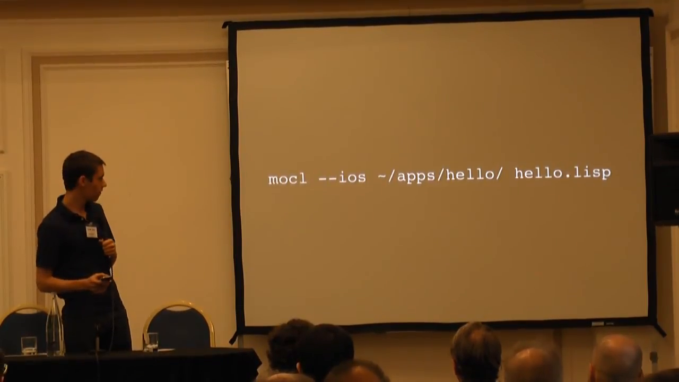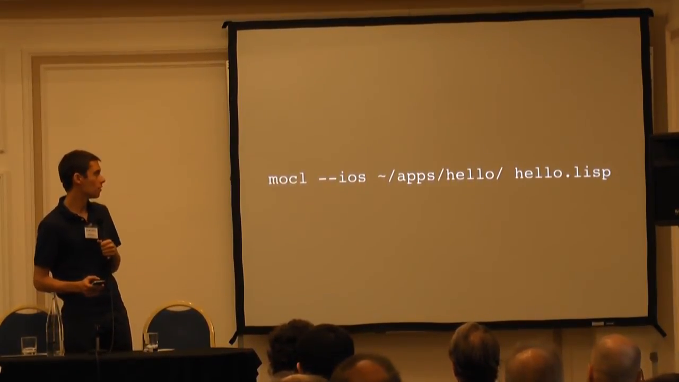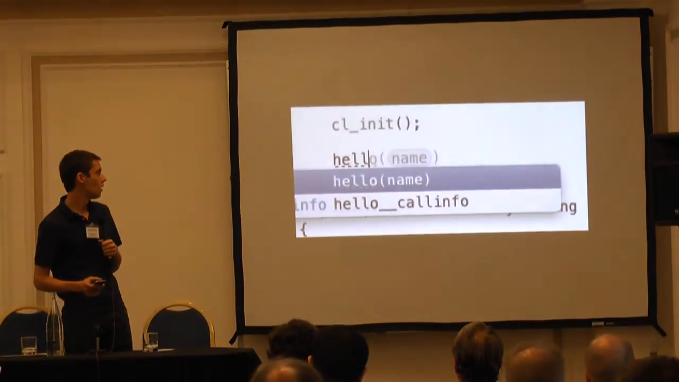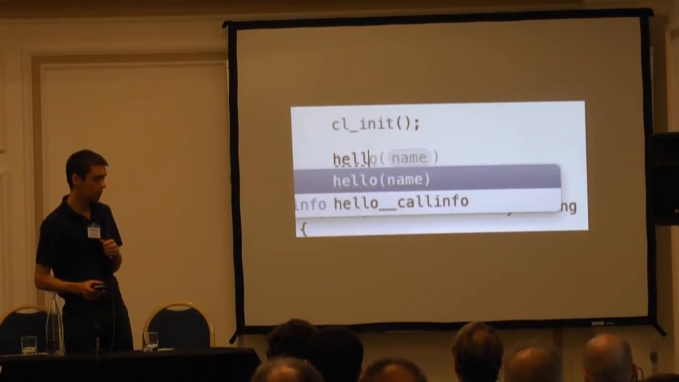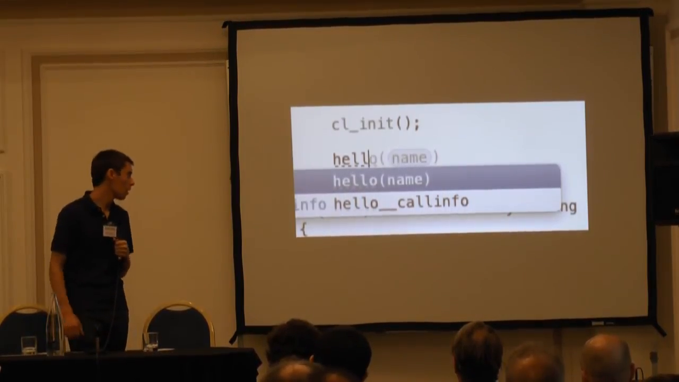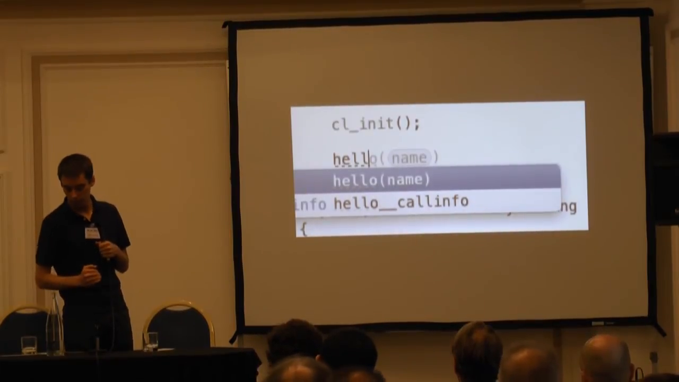So if we just save that to a file, hello Lisp, we could then invoke Mocl at the command line. It just takes an argument of a target directory and the file that you want to compile. Once we've done that and hooked it into our Xcode project or Android project as it may be, that function is exposed as a C or Java function. As you can see, you're getting completion on the function name and also the argument names of that function.